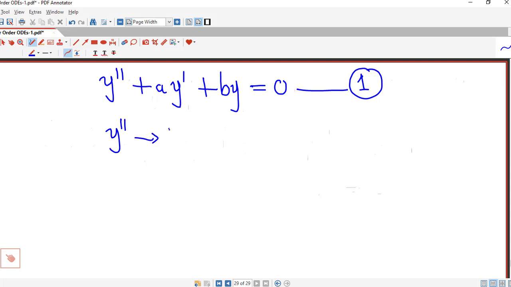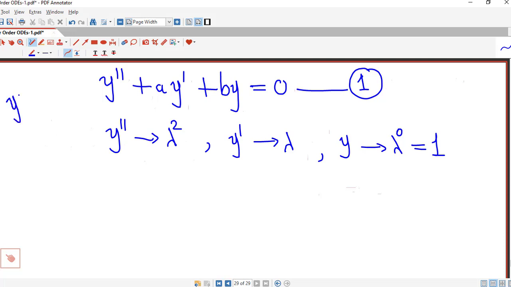derivative by the second power of lambda. We will replace the first derivative by the first power of lambda, and we will replace the zero derivative, that is y, by the 0 power of lambda, that is 1. So in general we will remember that we will replace the nth derivative by the nth power of lambda to write down the auxiliary equation of the given differential equation.